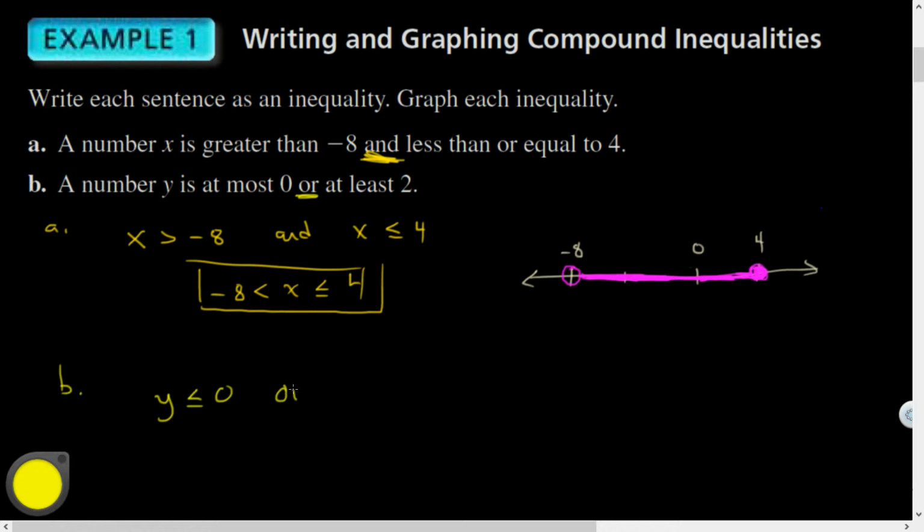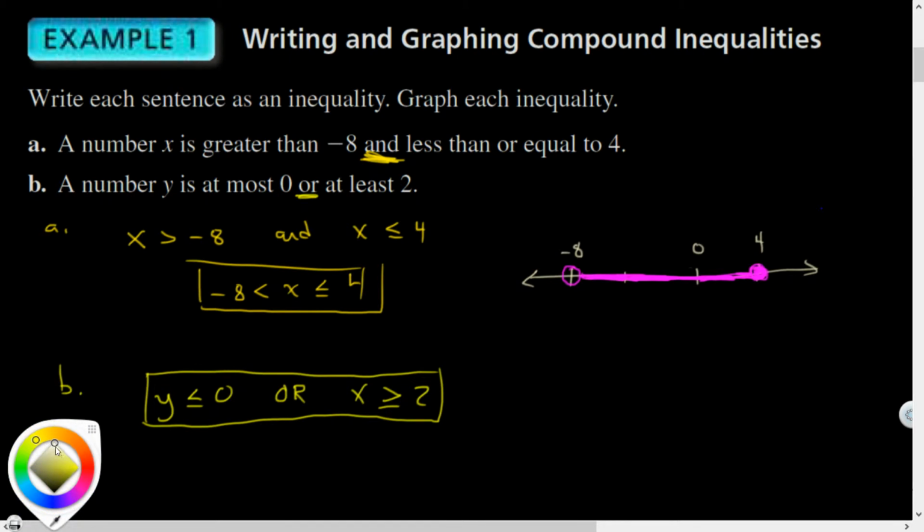And then I'll throw my or operator. Actually, sometimes I even like the capital OR. It just looks cool, even though I do lowercase for and. I don't know why I do that. I like the OR. Or at least 2. So that means it can be 2 or greater than that. Okay, so here's how I could write that inequality.